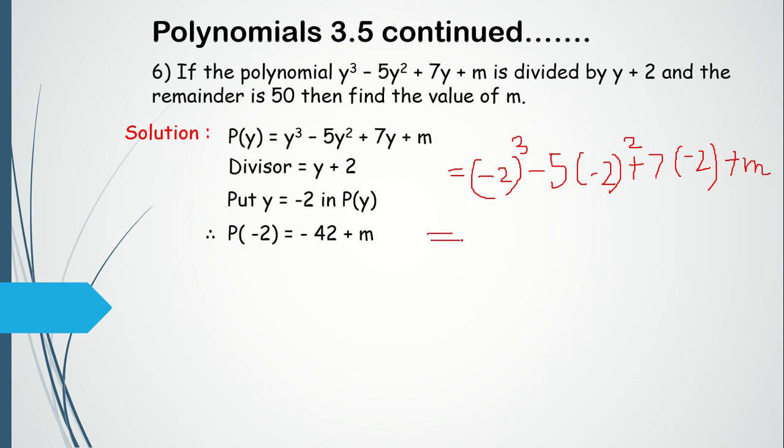So that's equal to minus 8. (-2) cube is minus 8. This is 4, 5 fours are 20, so that's minus 20, and that's minus 14 plus m. All three have similar signs, so we add and give the same sign to the answer. So minus 8, minus 20, minus 14: 8 plus 20 plus 14 gives me 42, and that's going to be minus 42. Minus 42 plus m.